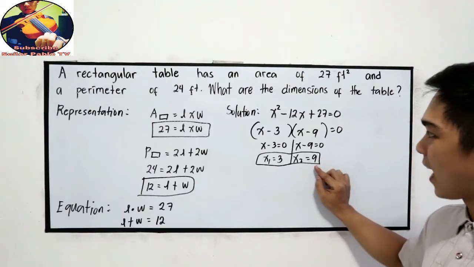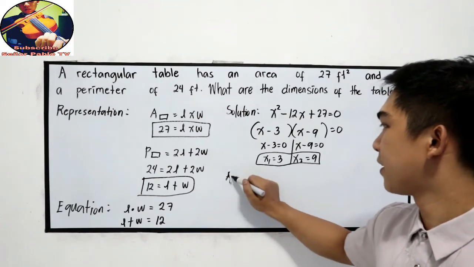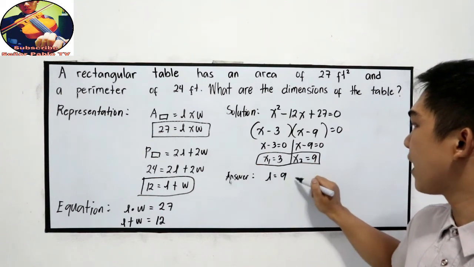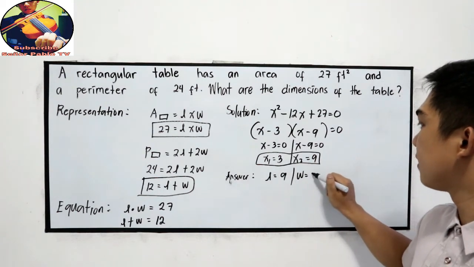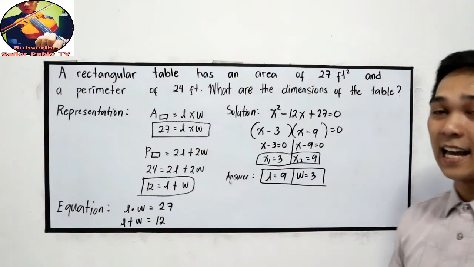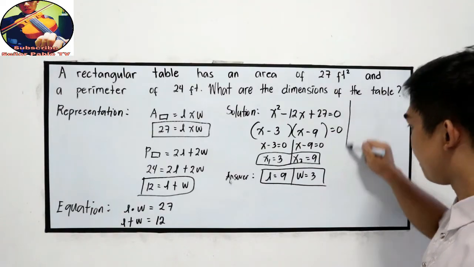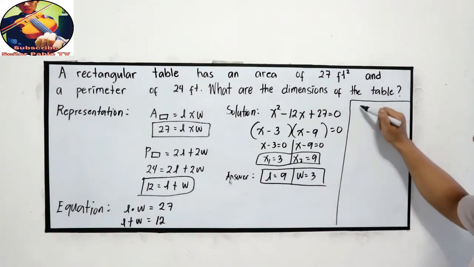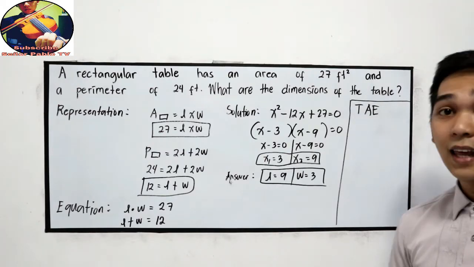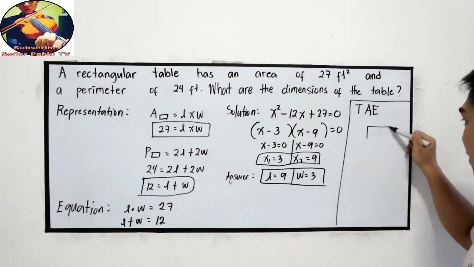So, ito ngayon yung ating answer. Ang length natin is 9 and ang width natin ay 3. Okay. Yan. Pero pwede naman tayo mag-trial and error. Analyze natin. So, ang alam natin ay rectangular table.